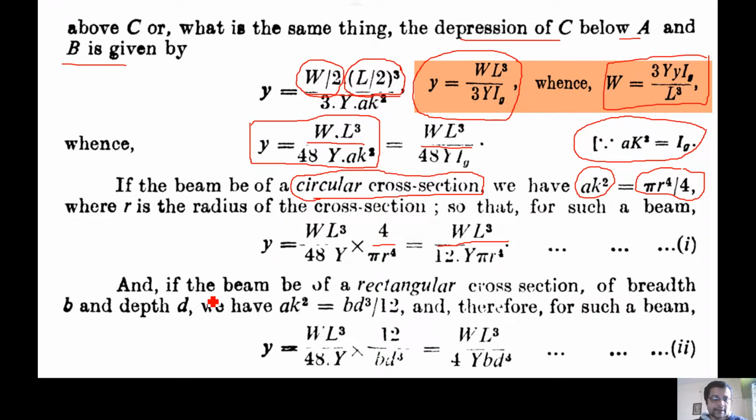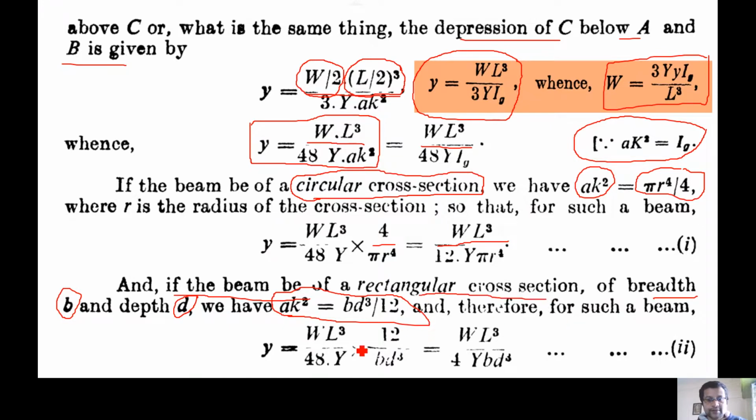And suppose you have a beam of rectangular cross section of a particular breadth b and a certain thickness, say depth d. Then the geometrical cross section value Ak square is equal to b d cube divided by 12. This derivation we already did in the last two lectures, where we talked about this geometrical cross section for the rectangular cross section.